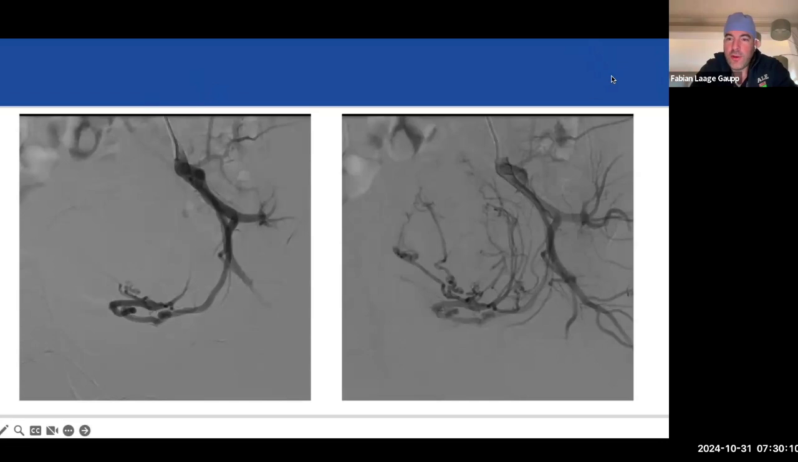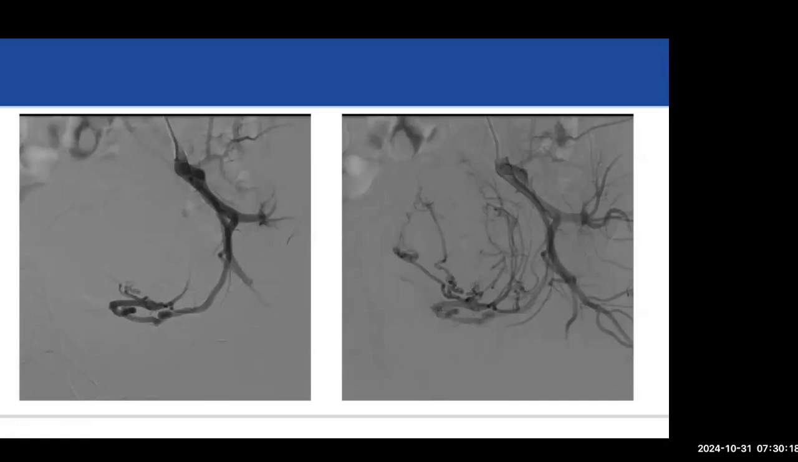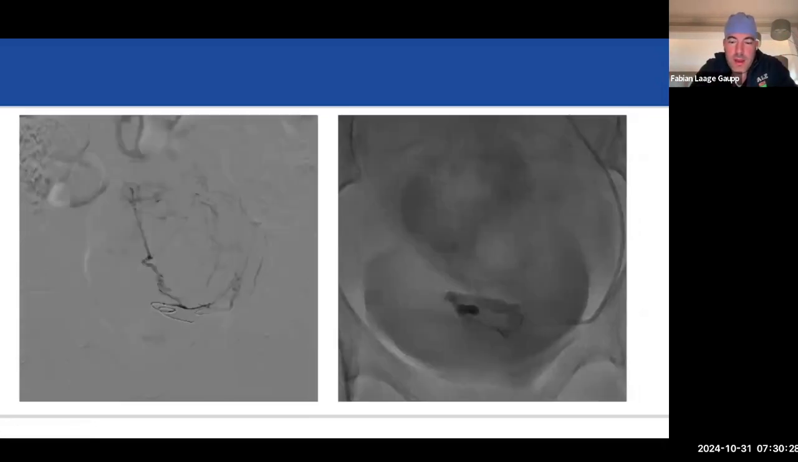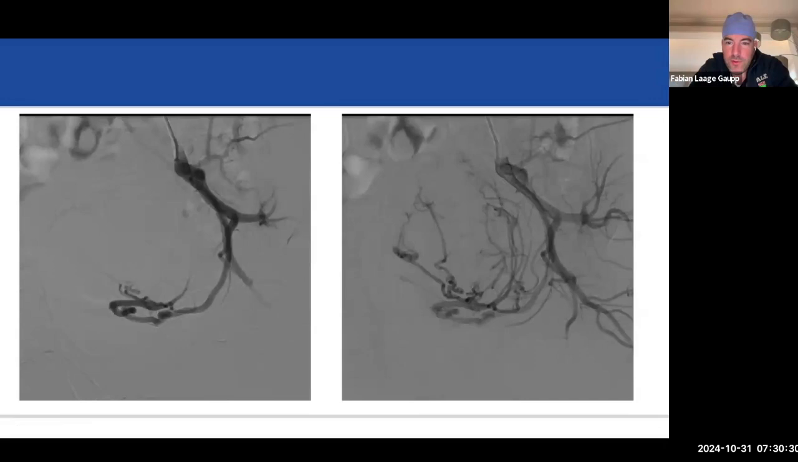And once you're in the internal iliac artery, then typically you rotate your tube ipsilateral oblique. Again, you can do 25, 30, 35, whatever you want. But this usually helps to open up the branches of the anterior division. So now you see your uterine artery. It's quite large in this case, coming off here and going towards the uterus.